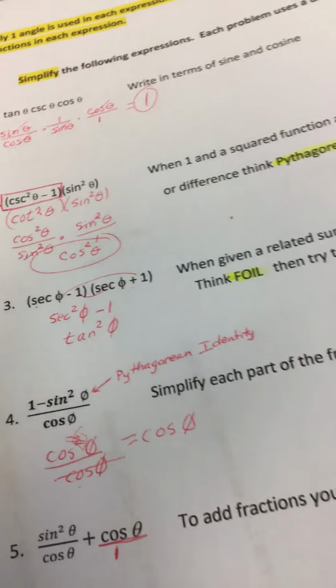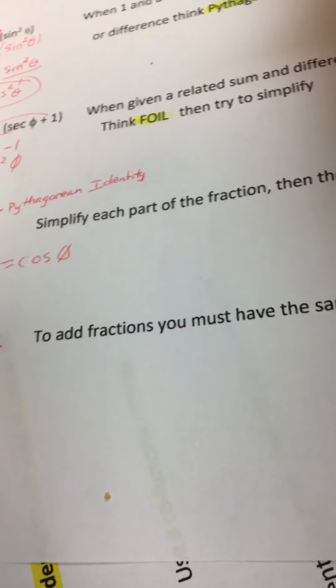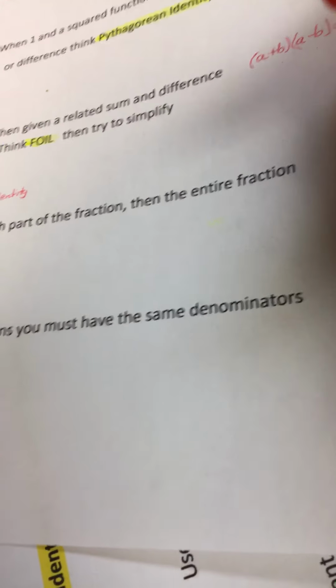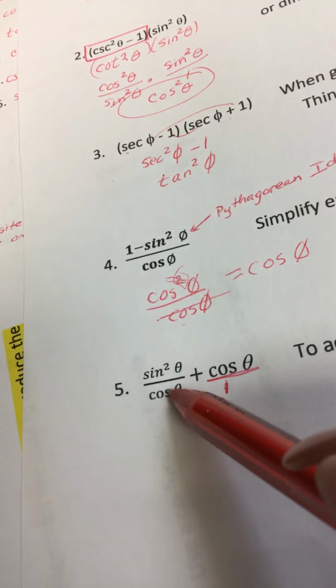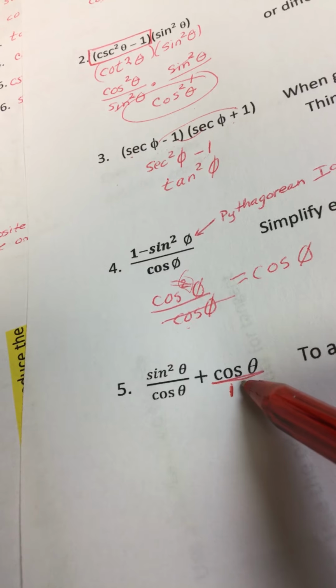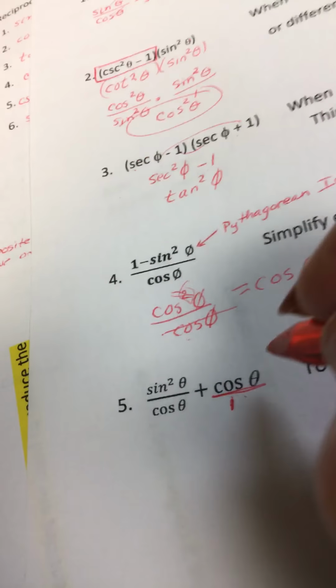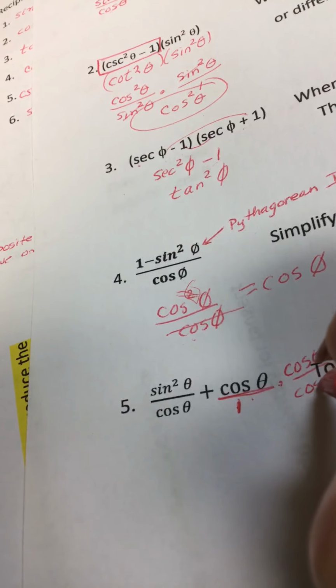All right, let's look at the last one here that I have. If you were trying to work with fractions, and trying to add them or subtract them, they've got to have the same denominator. So I look over here and I recognize this one has a denominator of cosine, this one has a denominator of 1. So if I want to have a common denominator, I'm going to have to multiply this by cosine theta over cosine theta. Then that's going to give me a common denominator of cosine.